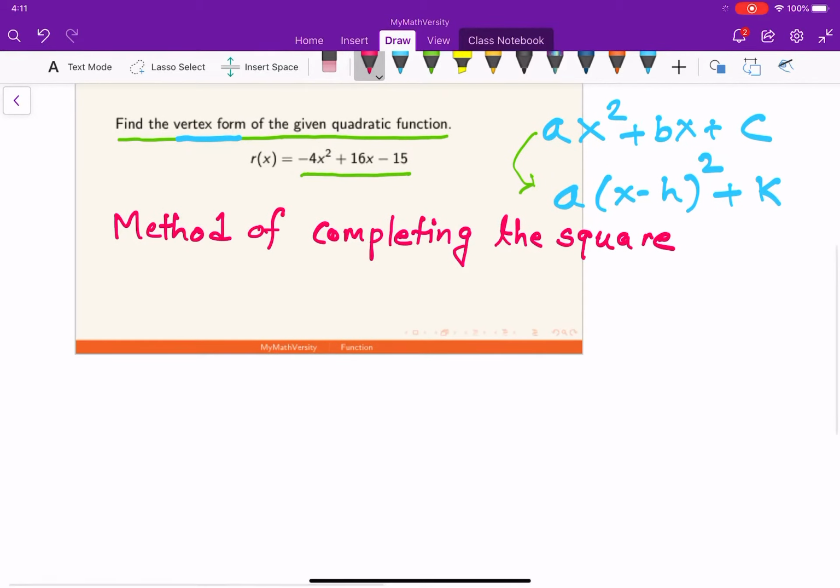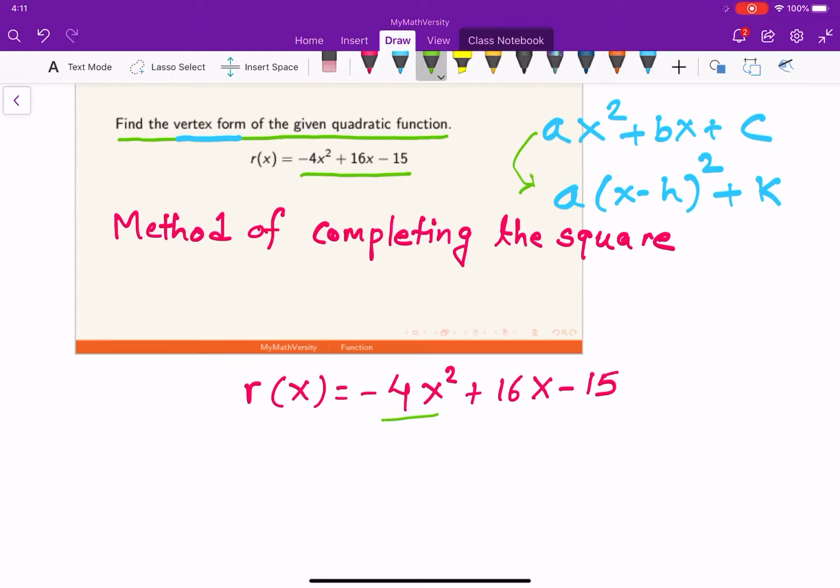All right, so we have the function given here as r of x equals negative 4x squared plus 16x minus 15. In the method of completing the square, the first step is to group the variable terms. What are the variable terms that we have in this standard form? We have negative 4x squared and positive 16x. These are the two terms involving the variable.